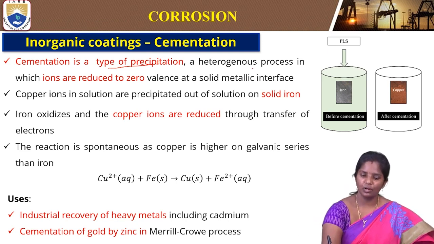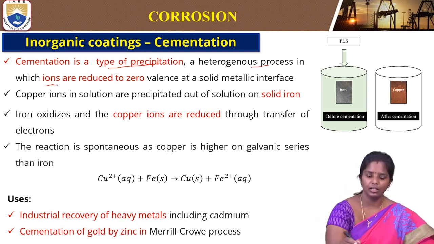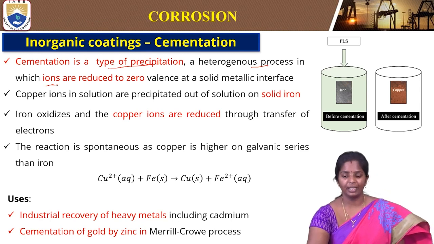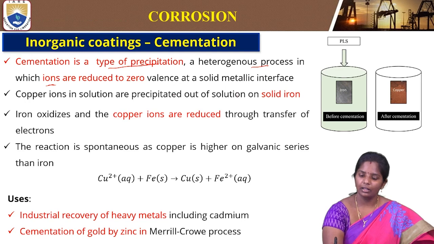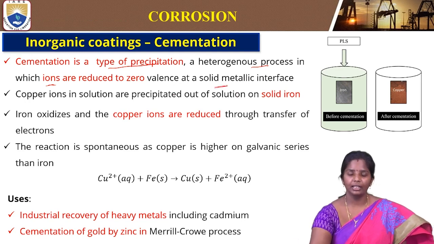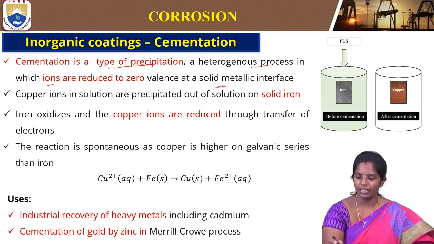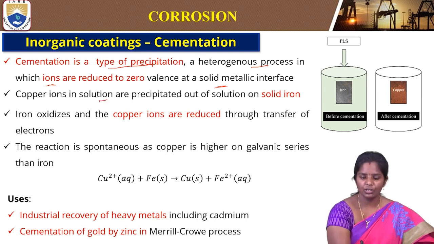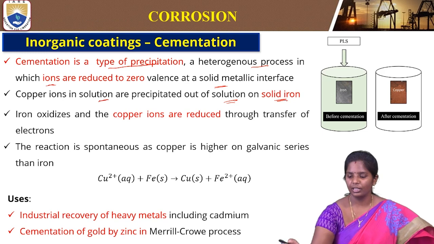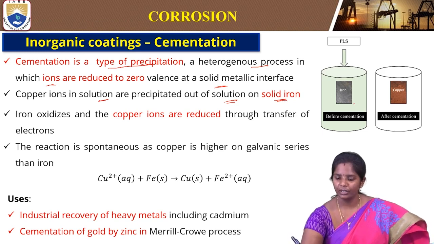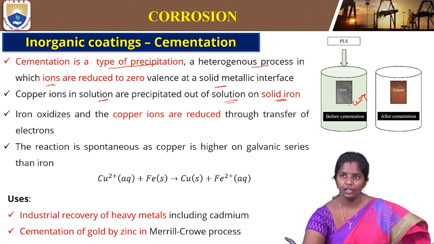It is a heterogeneous process in which ions are getting reduced to zero valency, or the metallic state. Zero valency is nothing but the metallic state, and it forms a solid metallic interface. So the copper ions, for example, copper ions in the solution are precipitated out of solution on solid iron. For example, if iron is dipped in this copper sulfate solution, then copper is deposited on the iron bar.